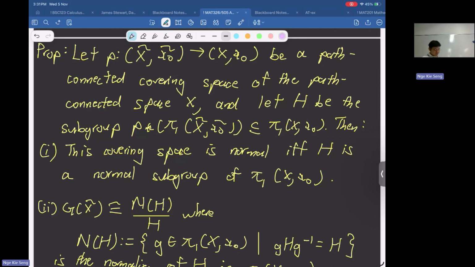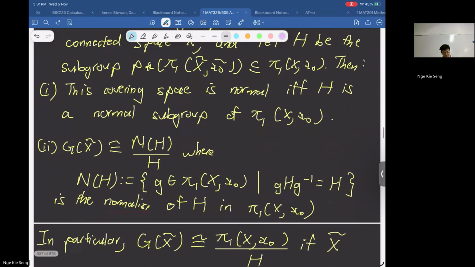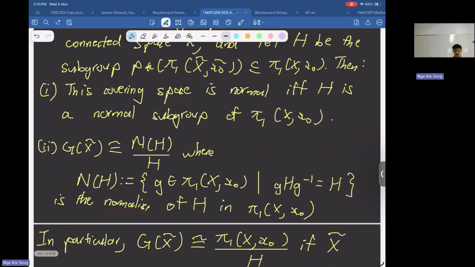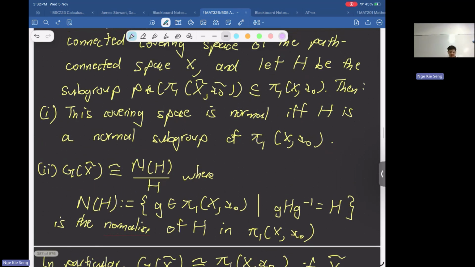And then moreover, we can compute the deck transformation of x tilde using N(H) and H. So N(H) here is the normalizer of H in pi1 of x, and the quotient by H. Okay, the quotient by the image subgroup.